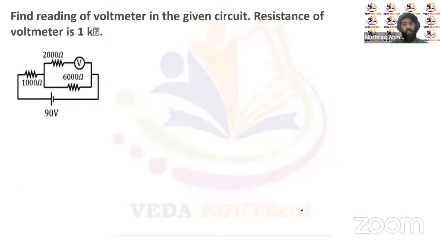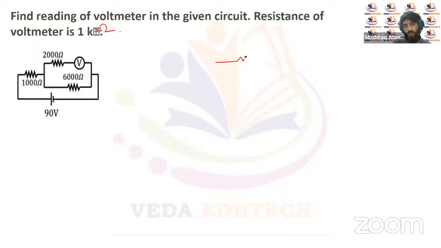So let's move on to this question. This will be the final question today for this session. The question is: find the reading of the voltmeter in the given circuit. The resistance of the voltmeter is given as 1 kilo ohm.